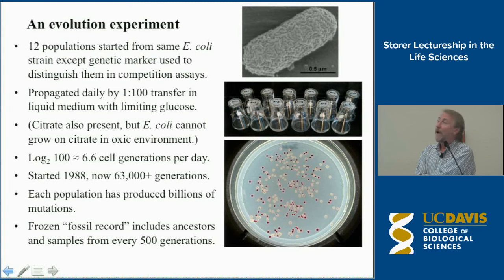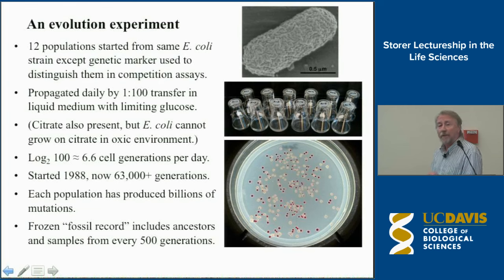So I started with 12 populations of E. coli. They're the exact same strain as one another. It's the strain that Luria and Delbruck worked with, by the way, but it's the same strain. They've all been inoculated. Each one was inoculated from a separate colony, a separate clone, a separate individual.